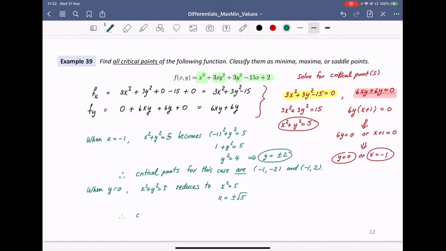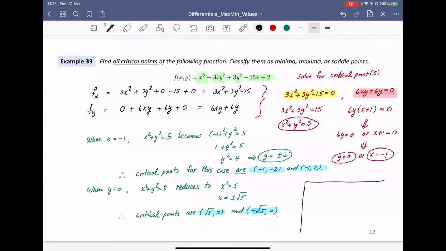From this case, the critical points are x equal to square root 5, y equal to 0, and x equal to negative square root 5, y equal to 0. Actually, from this equation, the function of two variables here, you have 4 critical points. All right, let me highlight in light blue here: 1, 2, 3, and 4. Well, you have 4 critical points. Good.